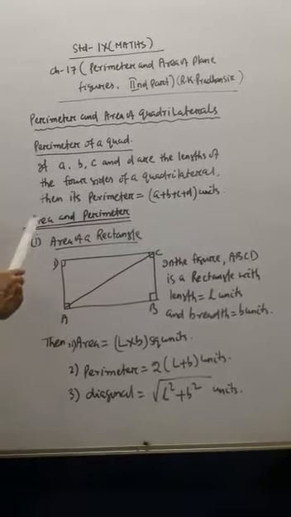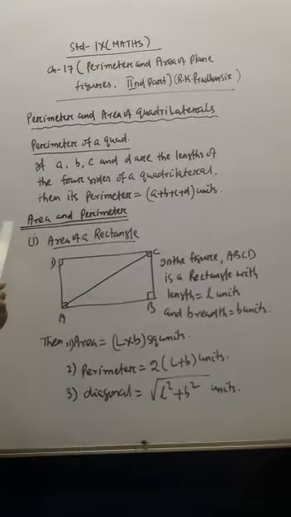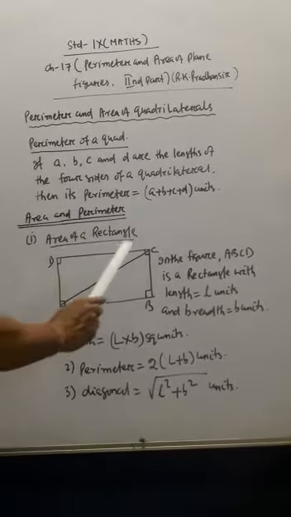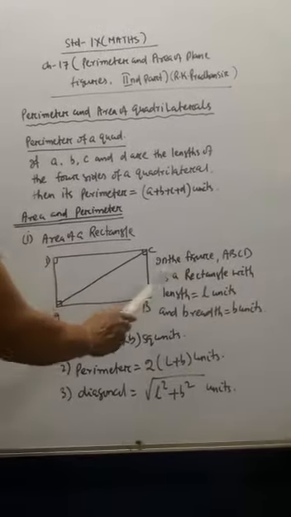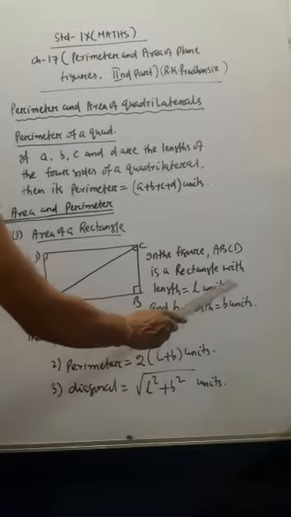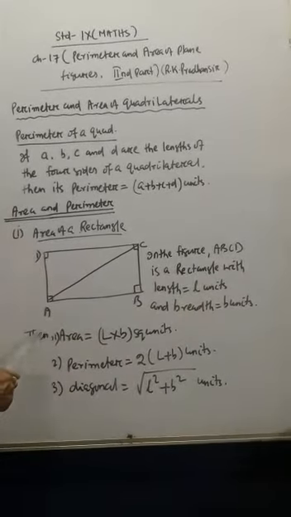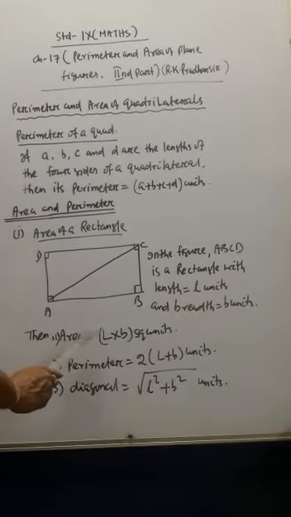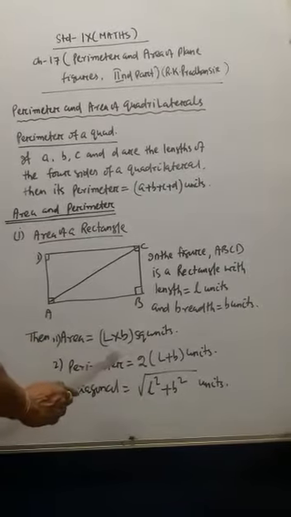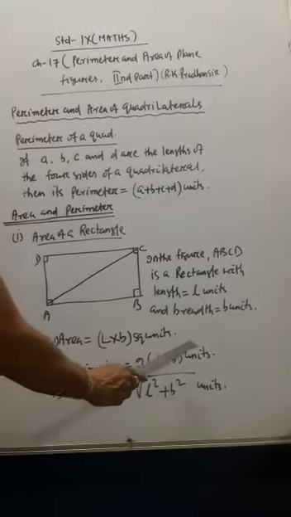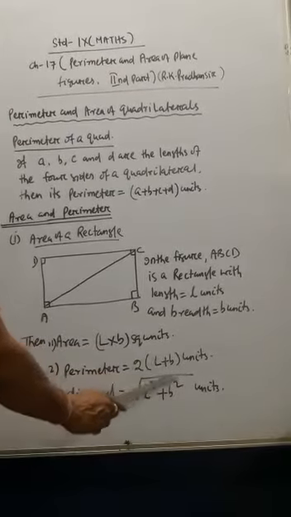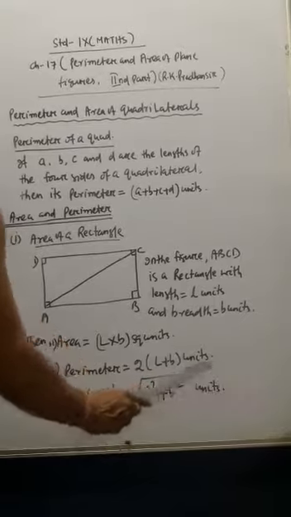First we discuss how to find the area and perimeter of a rectangle. If you see this diagram in the figure, ABCD is a rectangle with length equal to l units and breadth equal to b units. Then first point, area is equal to length into breadth square units. Second, perimeter is equal to 2 into (l plus b) units. Third point, diagonal is equal to under square root of l square plus b square units.